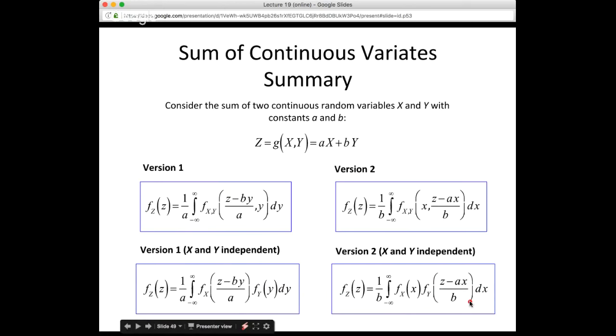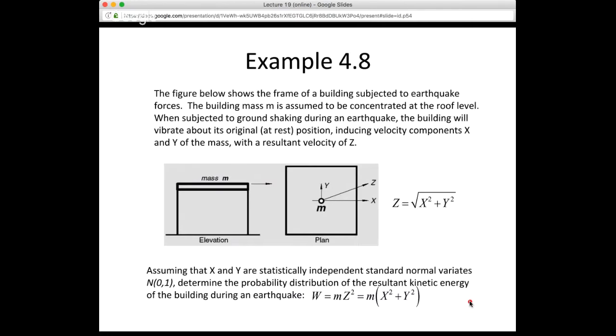All right, so let's go through now a specific application of those ideas. This is example 4.8 in the textbook. So the problem reads as follows. The figure below shows the frame of a building subjected to earthquake forces. The building mass M is assumed to be concentrated at the roof level. When subjected to ground shaking during an earthquake, the building will vibrate about its original at-rest position, inducing velocity components x and y of the mass with a resultant velocity z.